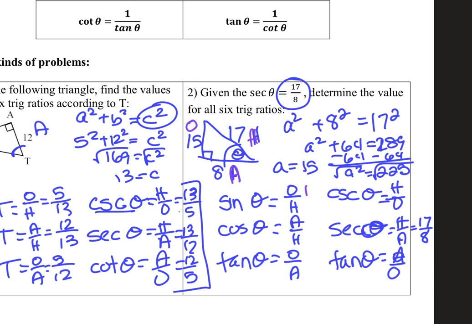So opposite is 15 over 17. This one is 8 over 17. This one is 15 over 8. And then we just flip. 17 over 15. I mean, I guess we could have just flipped here to get that one, but whatever. 8 over 15. There we go.